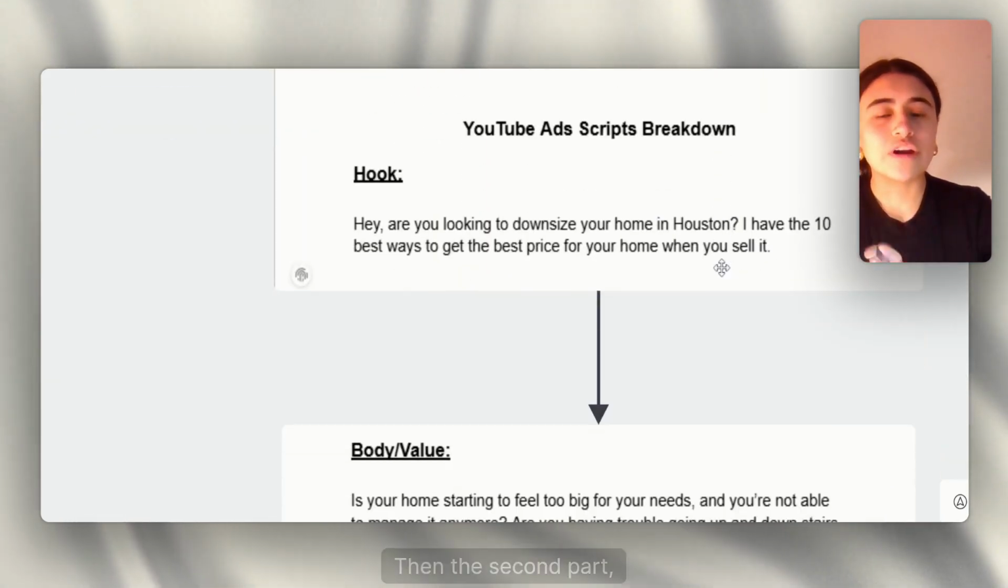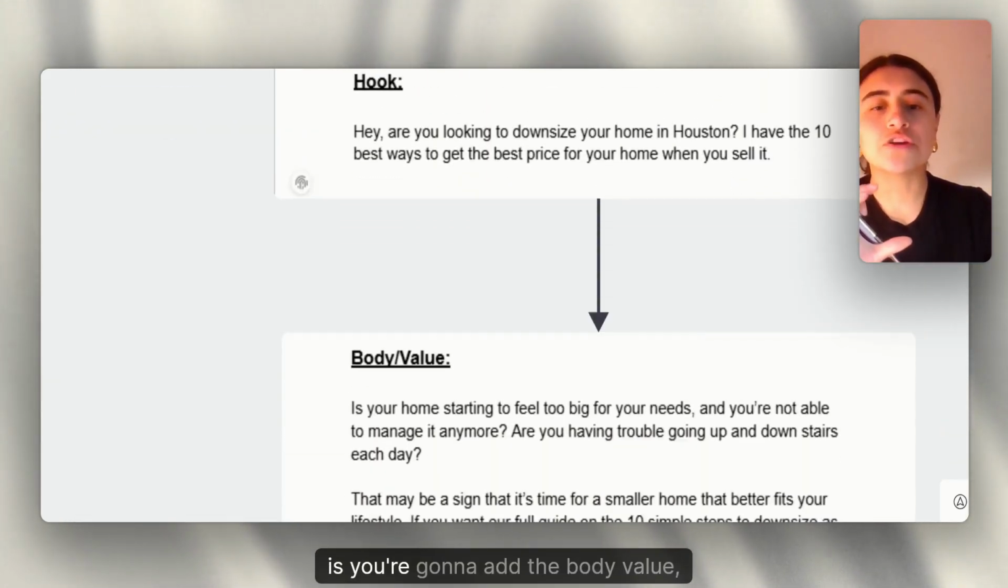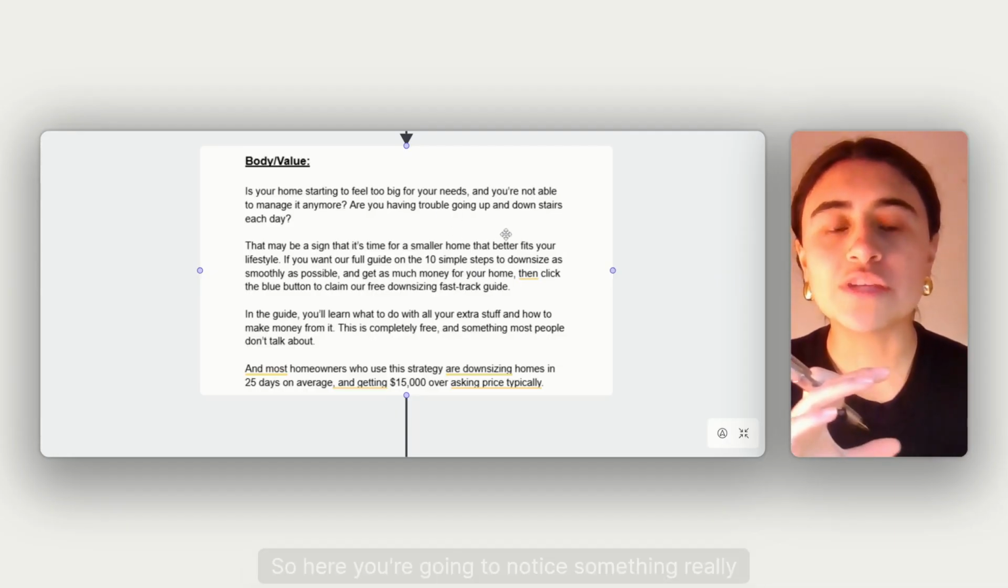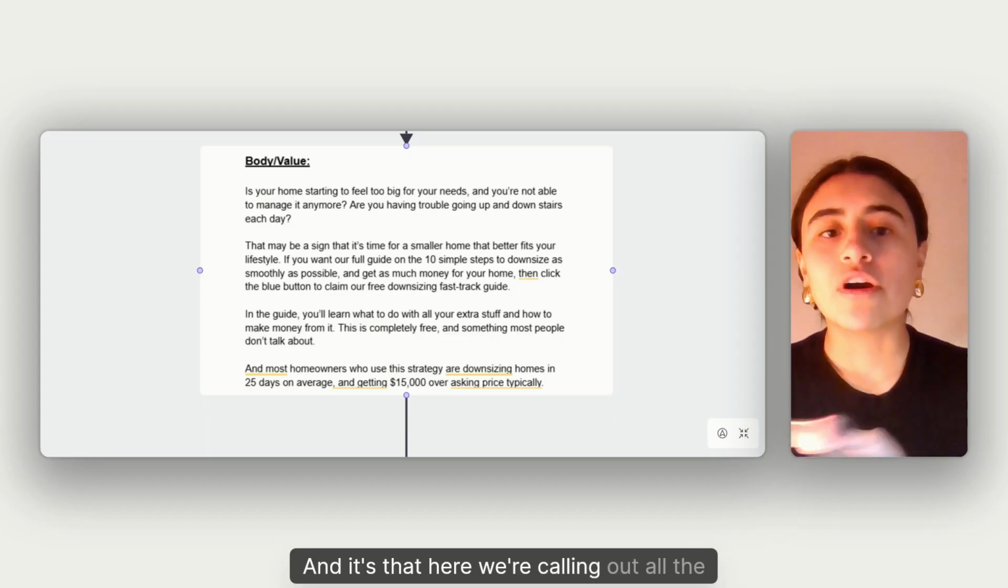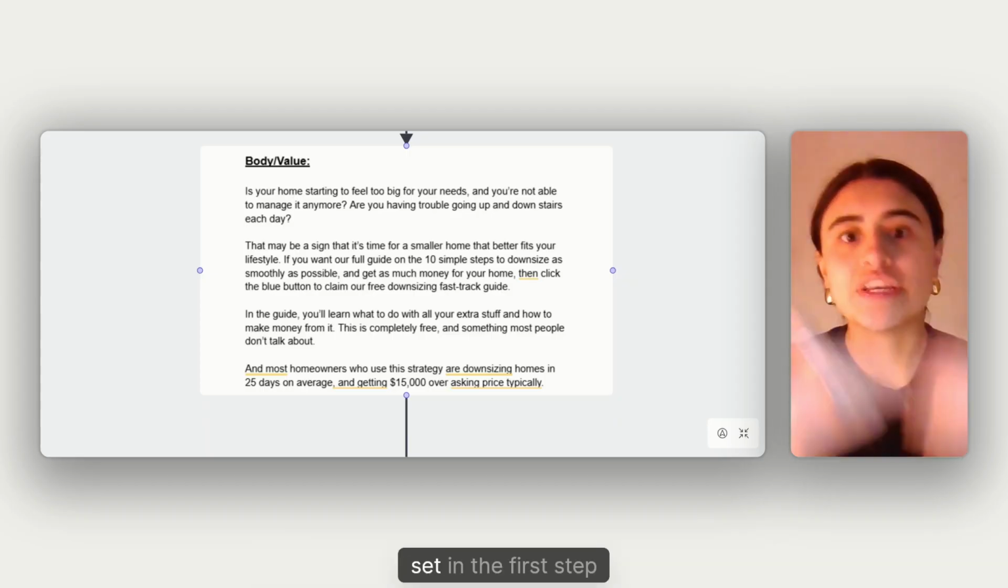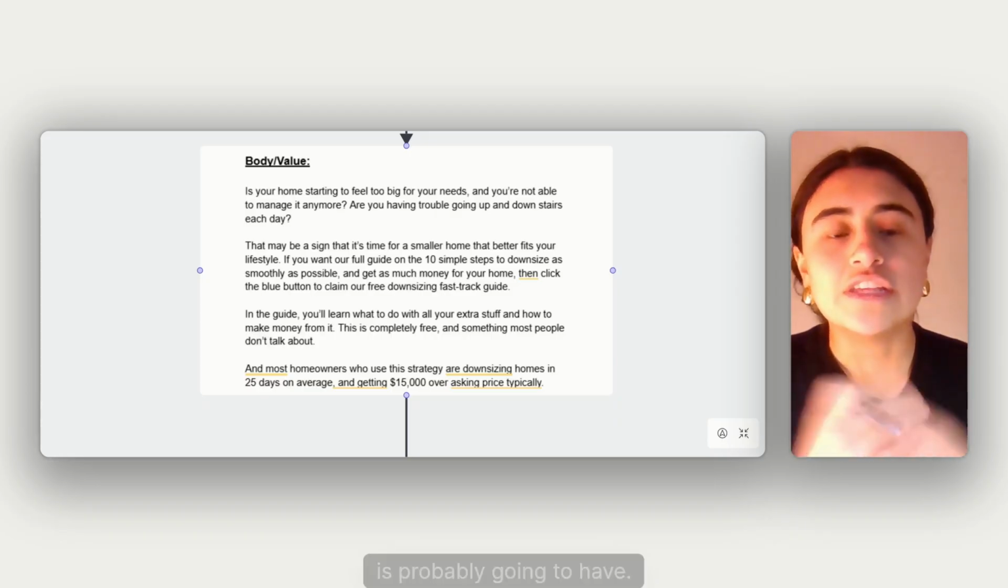Then the second part after you make the hook is you're going to add the body or the value. So here you're going to notice something really special, and it's that here we're calling out all the problems that this ideal customer that you first set in the first step is probably going to have.